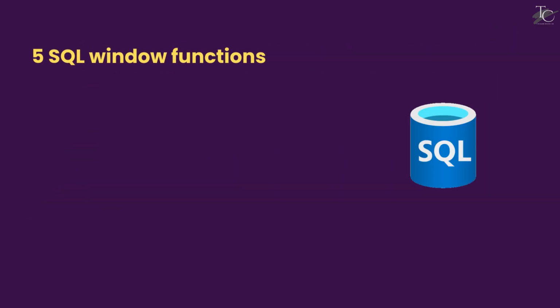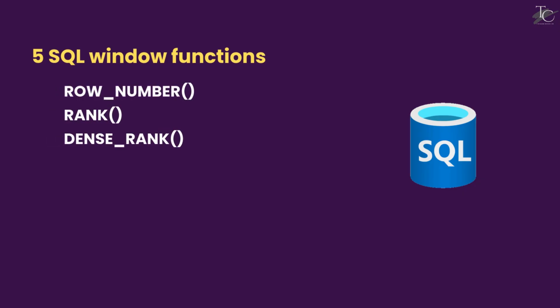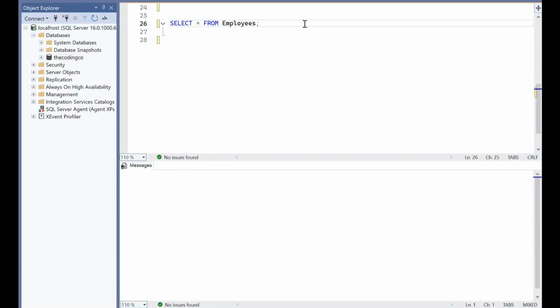Today we are going to cover 5 SQL window functions that show up in almost every data analyst interview. Row number, rank, dense rank, lag, and lead. And by the end of this video, you will know what each one does, when to use it, and more importantly, why they behave differently. Because yes, they are similar, but interviewers love testing the difference. Alright, let's jump in. First, let's just look at the data we are working with.